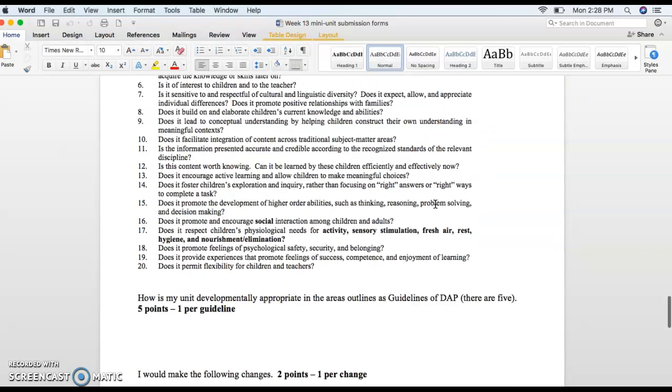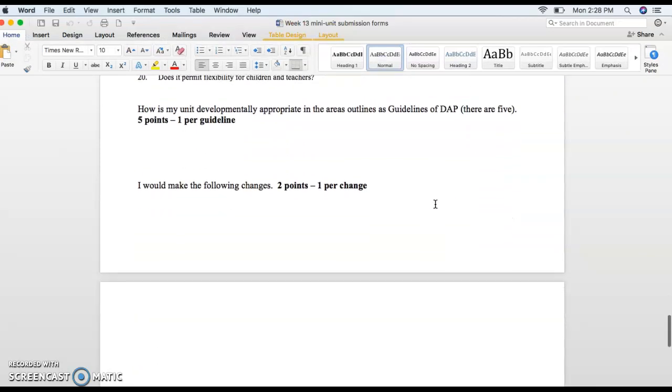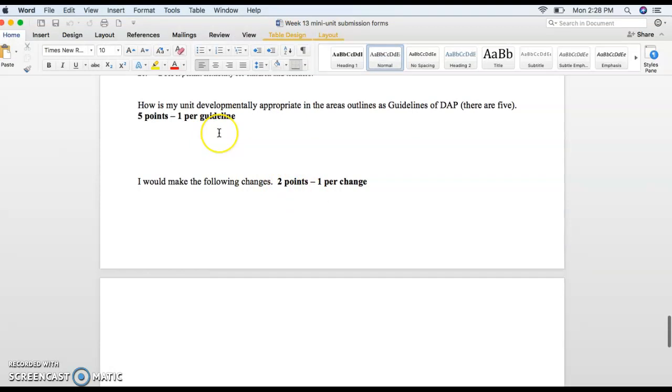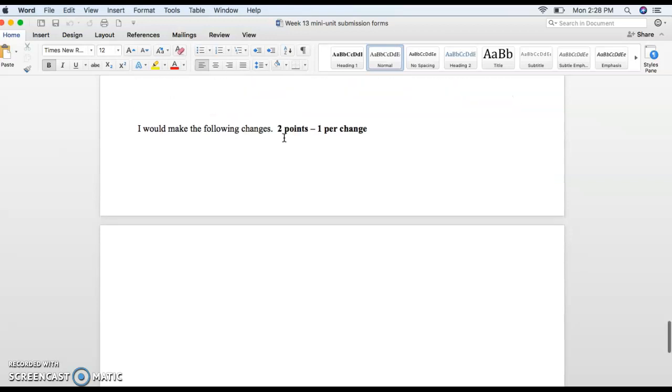So here are the questions that you need to answer. And then here is the DAP portion where you have to explain how your unit is developmentally appropriate in the areas outlined in those 5 guidelines of DAP. So you're going to need to list each of the guidelines, and then you're going to say how your unit is developmentally appropriate based on each of them.